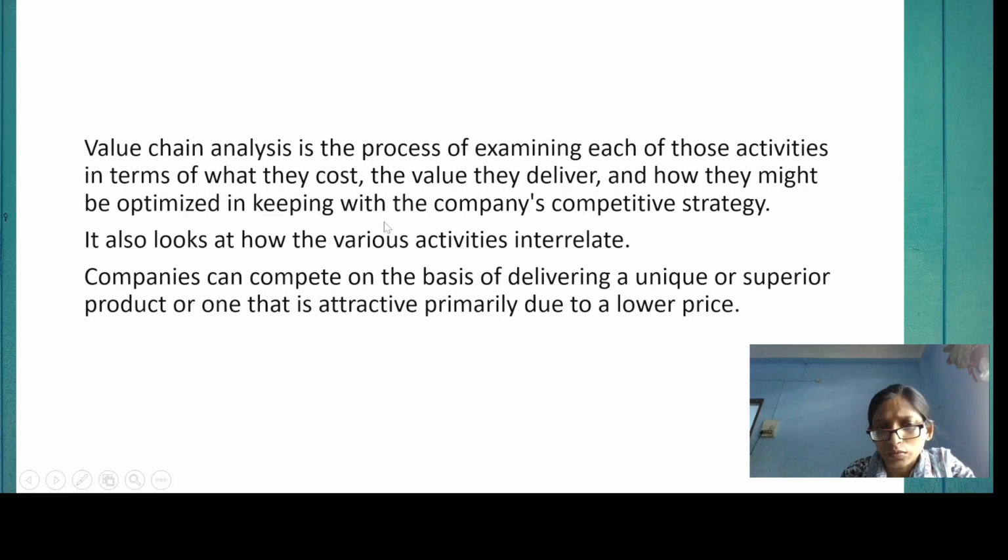These activities are interrelated actually. Suppose if you can't do proper sales promotion activities, although you have a very good product, you will not be able to sell it to your right customer. Okay? So companies can compete on the basis of delivering a unique or superior product, or one that is attractive primarily due to a lower price.